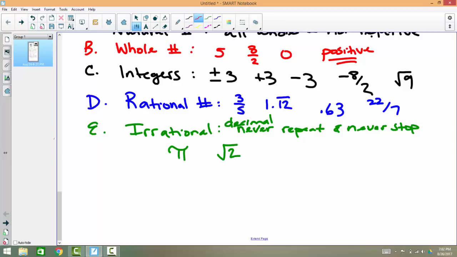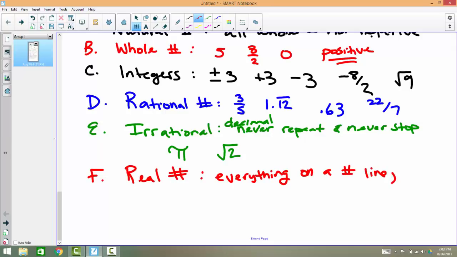And then real numbers is everything on a number line. That includes rational and irrational.